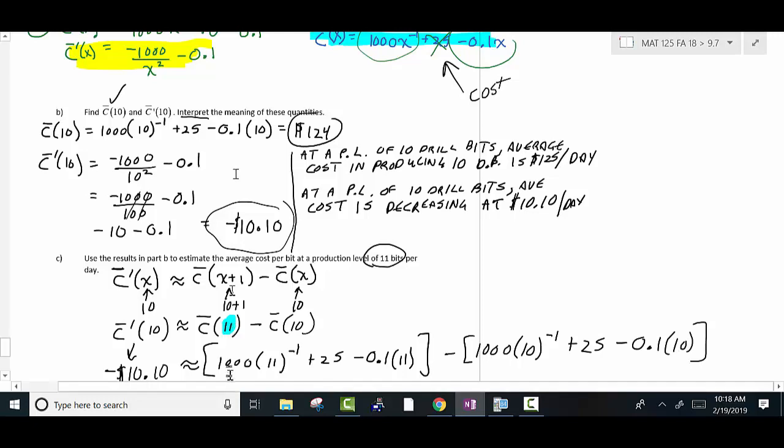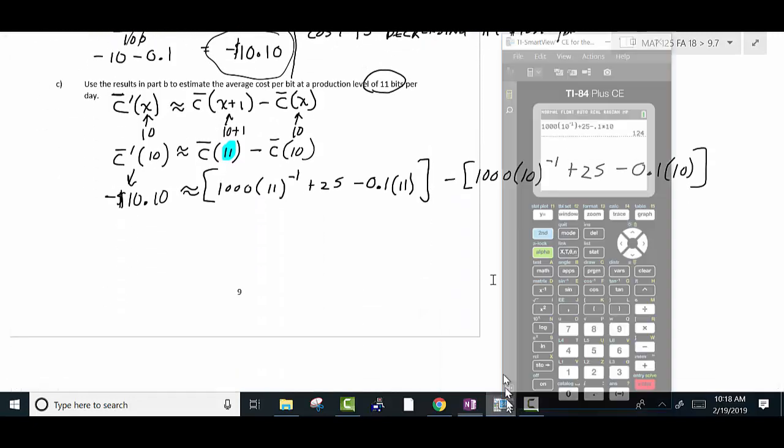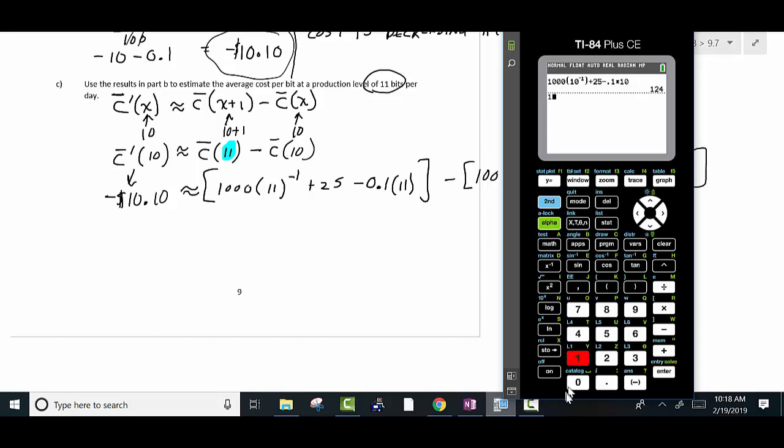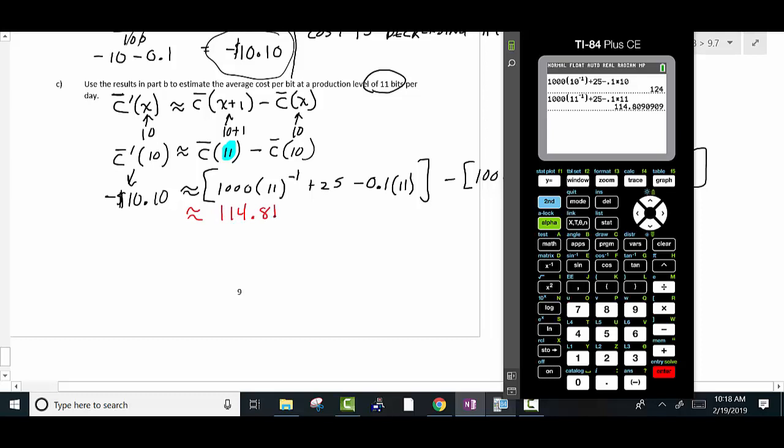Now, let's see. I'm going to put this in my calculator. I'll be kind of careful this time. Make sure I write this down okay. So the first one, we already actually did the second part. So I'll do 1,000 times 11 to the negative 1, then plus 25, and then minus 0.1 times 11. So watch me carefully and make sure I write this down correctly this time. All right, so that is kind of making sense. That is 114.81. That's what I'm getting there.